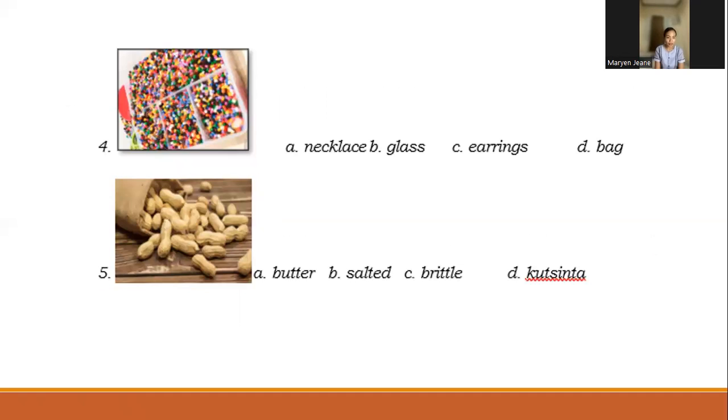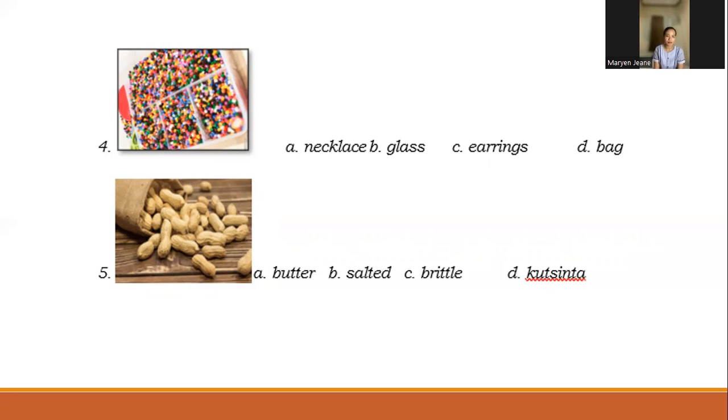Number 4, I think those are beads. A, necklace. B, glass. C, earrings. D, bag. And for number 5, these are peanuts. A, butter. B, salted. C, brittle. D, kutsinta. Okay, remember to circle the correct letter.